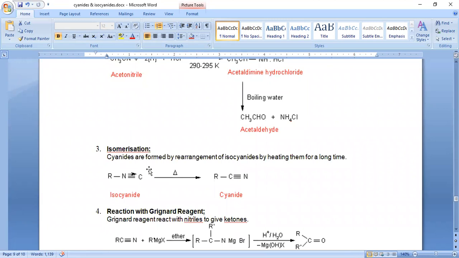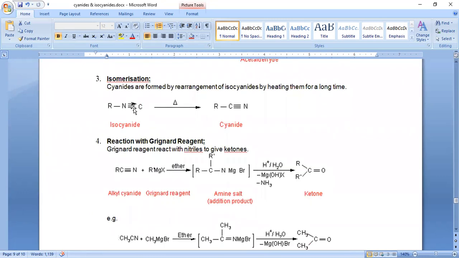The next, isomerization. Here we have one feature. Whenever you heat the isocyanide, it will be converted into cyanide, but it is not a reversible reaction. It is a unidirectional reaction. So that means isocyanides can be transformed into cyanides, but cyanides cannot be transformed into isocyanides. How can we do so? By heating of isocyanides. So this is known as isomerization.